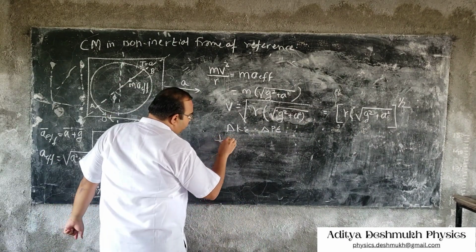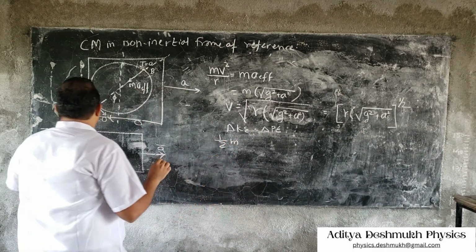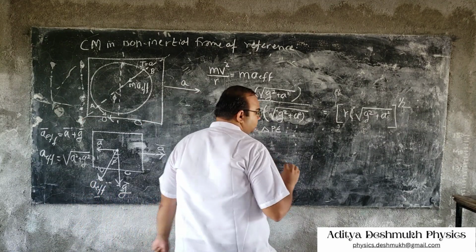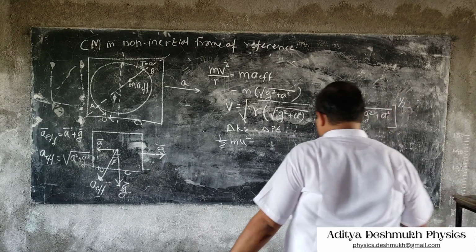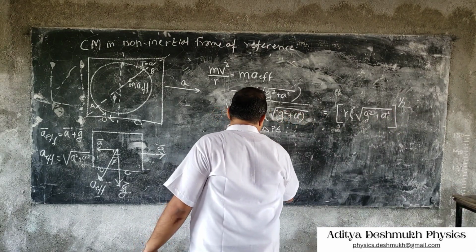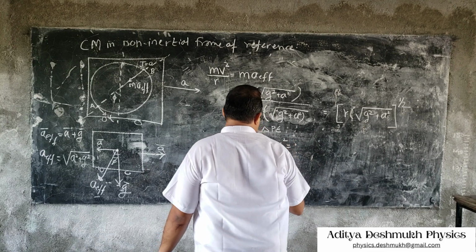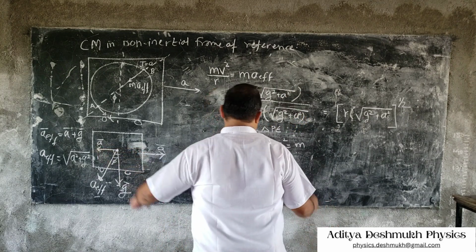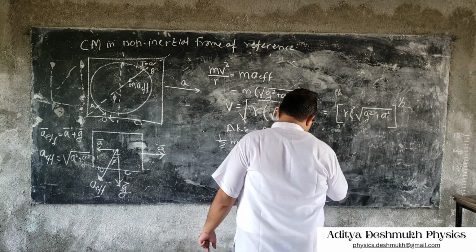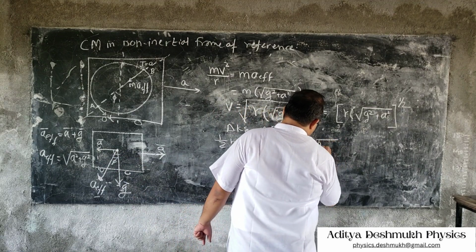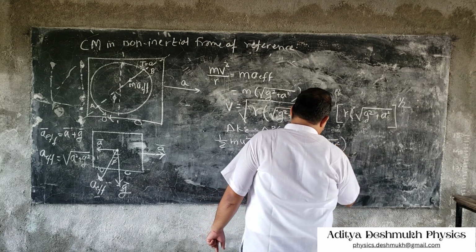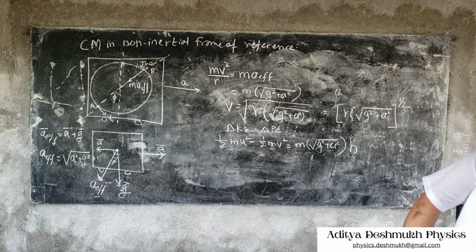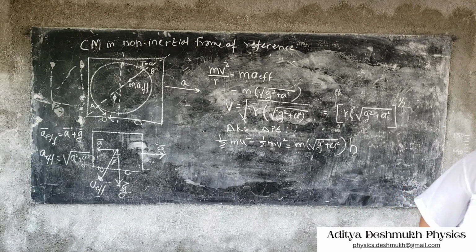So half of m u square minus half of m u square minus half of m v square will equal to m. What will be my g effective? It will be root of g square plus a square, into h. Now my question is, what will be the h?